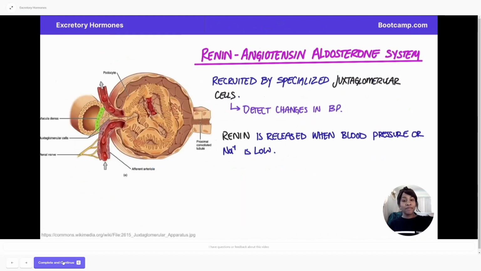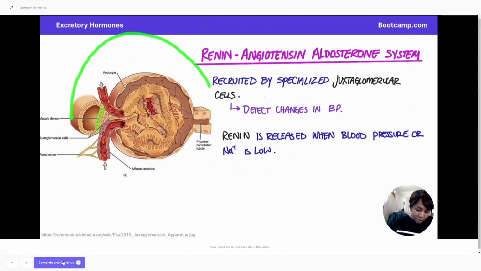Now, a very key system that we have in regulating our blood volume is going to be the renin-angiotensin system. And these are just the names of the enzymes and hormones that will be recruited within this process. So let's go through it step by step. Now, within the kidney, we have the functional units of the nephrons. And at the beginning of the nephron, we have this structure called the glomerulus, which is responsible for much of the filtration that happens in the kidney.